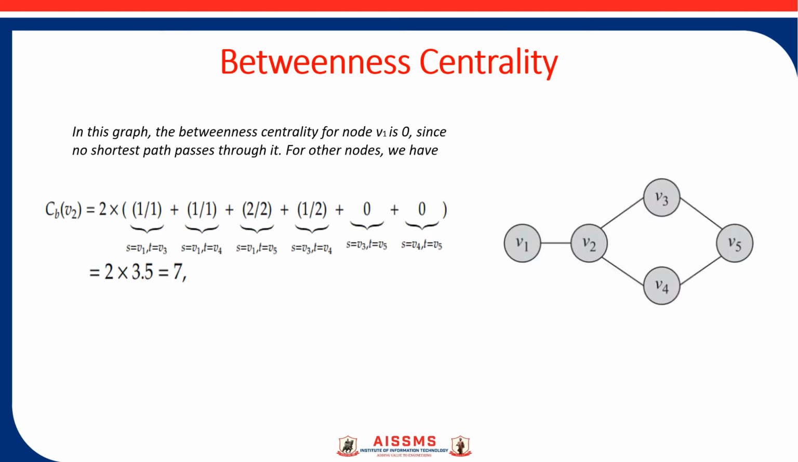Now we will see one example through which we will understand how to apply that formula to this particular graph. Here we can see that in this graph we have 5 vertices. It is very clear that node V1 has betweenness centrality 0 because it does not exist in between any two nodes. So its betweenness centrality is 0.